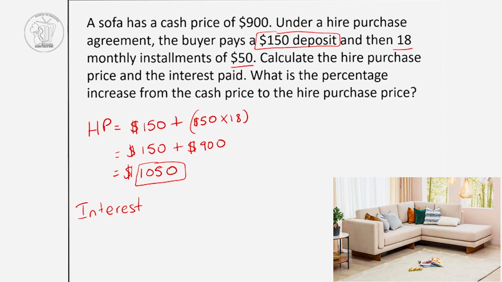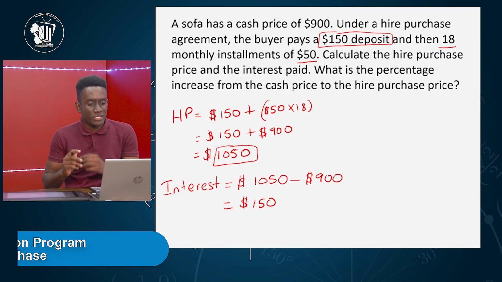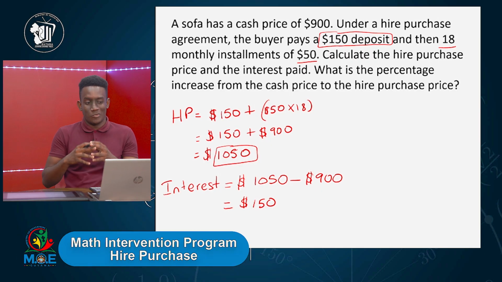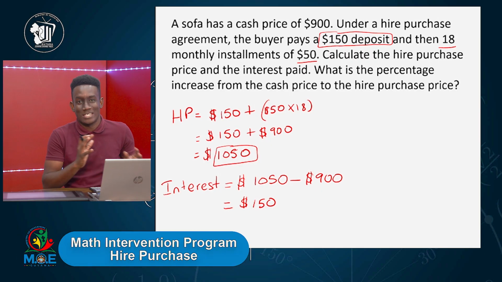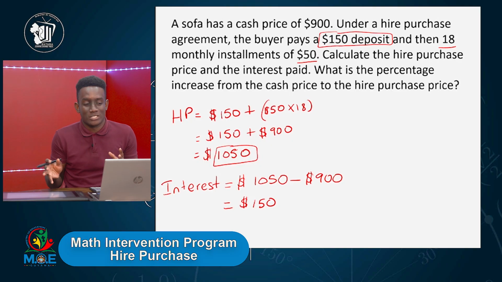So the interest would be the $1,050 subtract the $900, and this would be $150. That would be the interest, that is the extra money that you pay if you buy on hire purchase as opposed to paying the cash. So that answers the first part of the question.